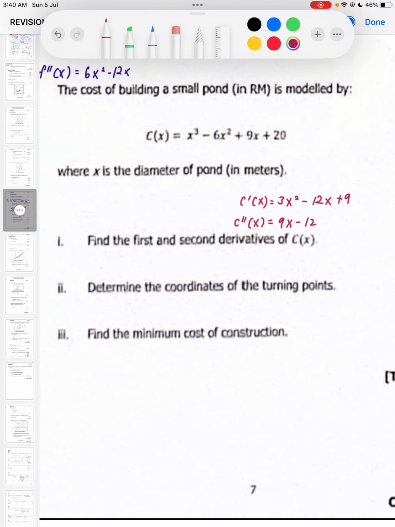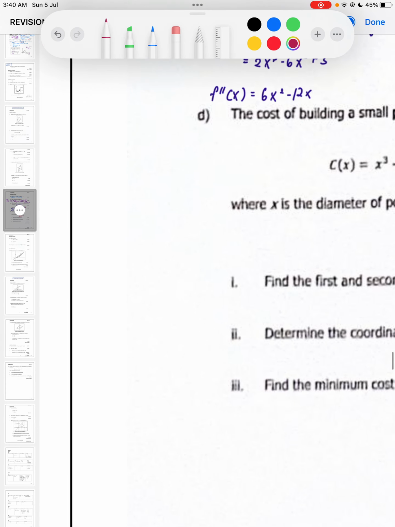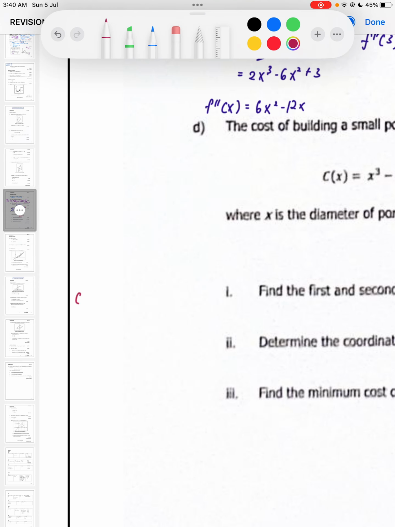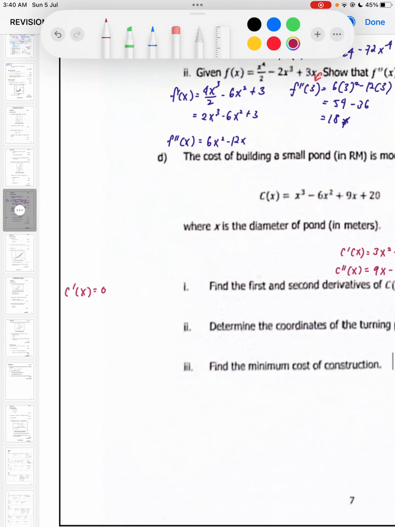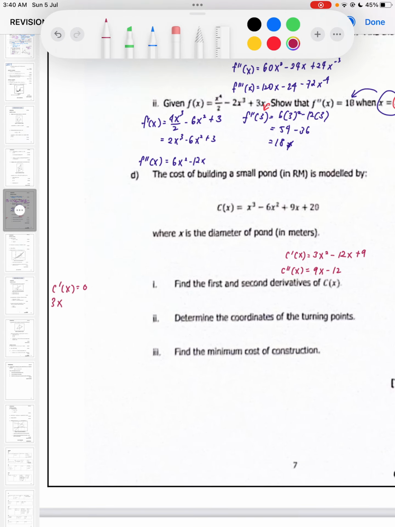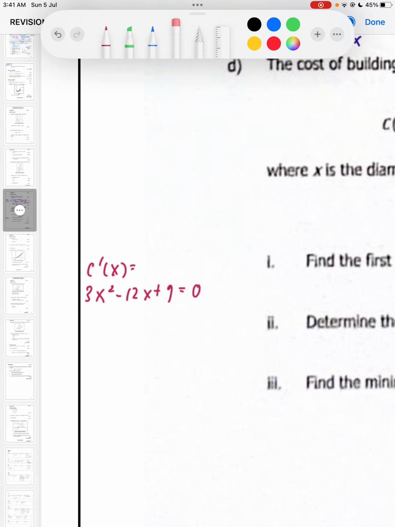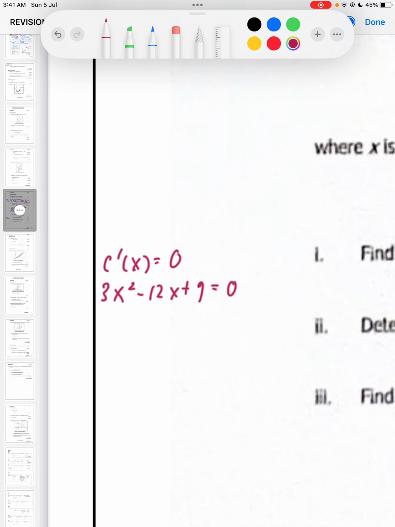Okay, so in this case, determine the coordinates of the turning points. When we want to find the turning points, what we're going to do first is set the first derivative as 0. So basically C prime x equals 0, which is 3x squared minus 12x plus 9 equals 0. We're going to do factorization. That is the word that I'm looking for, factorization.